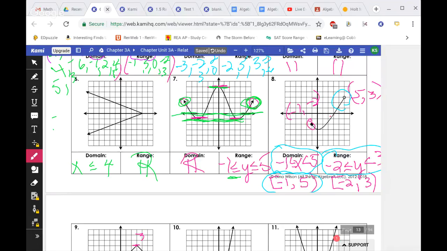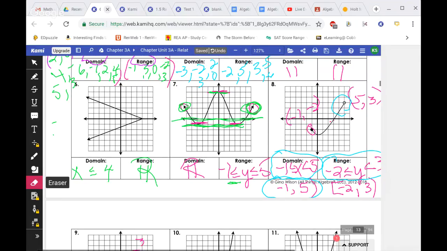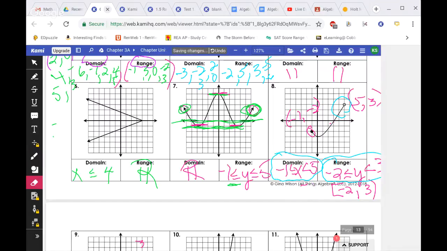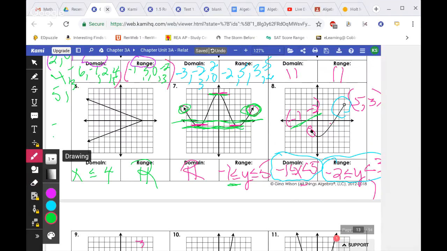In the positive direction. So it's -1 is less than y is less than 5. For number 8, for the domain, this is a finite graph in that this point right here, which is inclusive, is (-1, -2). So for the domain, -1 is going to be the smallest number on this graph that x can be.